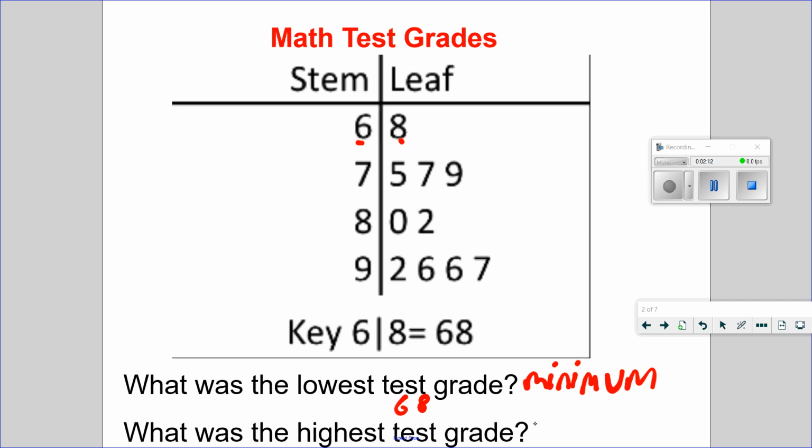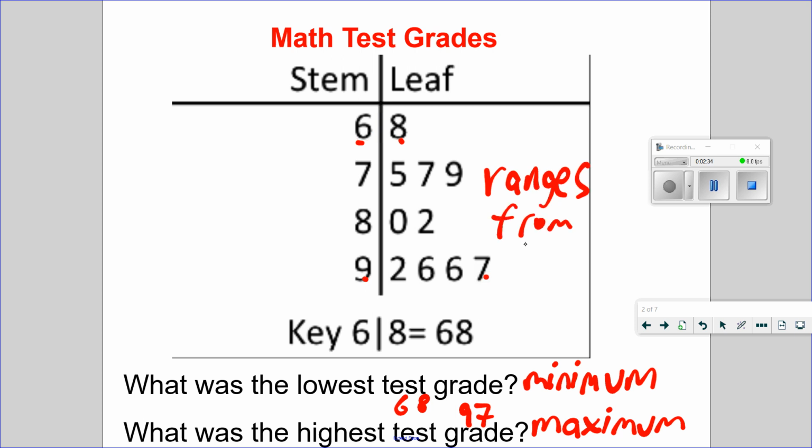What is the highest test grade? What is the opposite of minimum? What's the opposite of lowest? Highest or maximum. So what was the maximum test grade? 97. So that means it ranges from 68 to 97. So if you would like to find the difference between that, the highest student score is 97, the lowest student score is 68.